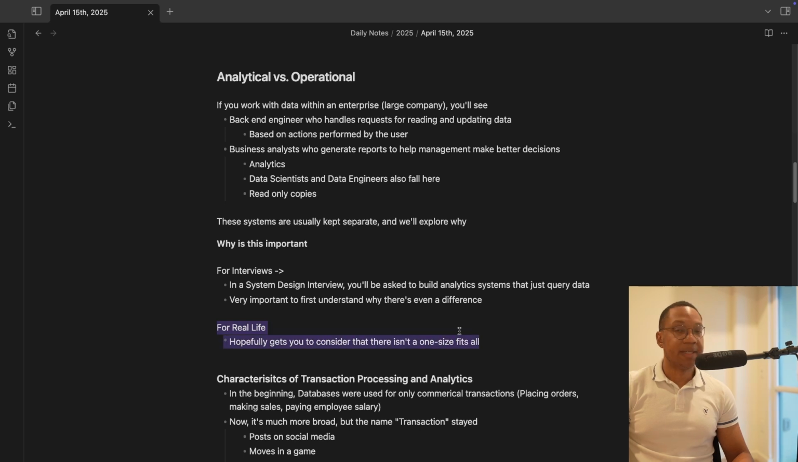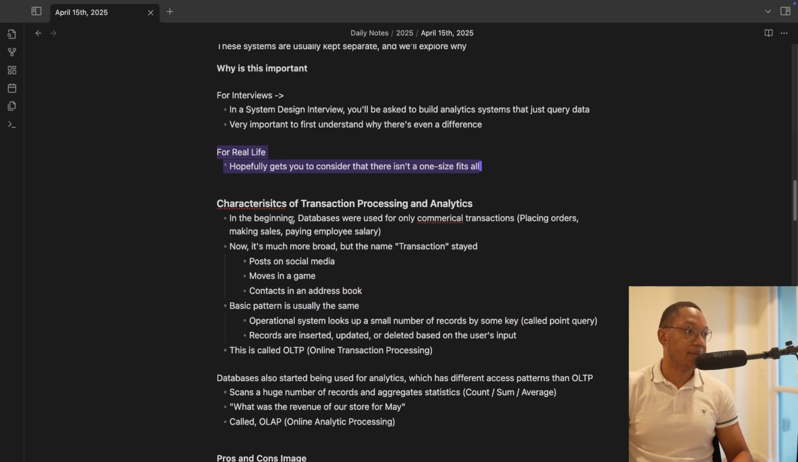And then for real life, this helps you understand that it's not one size fits all for system design. You actually need to consider the context, consider what's happening, so that you can make the best decision.